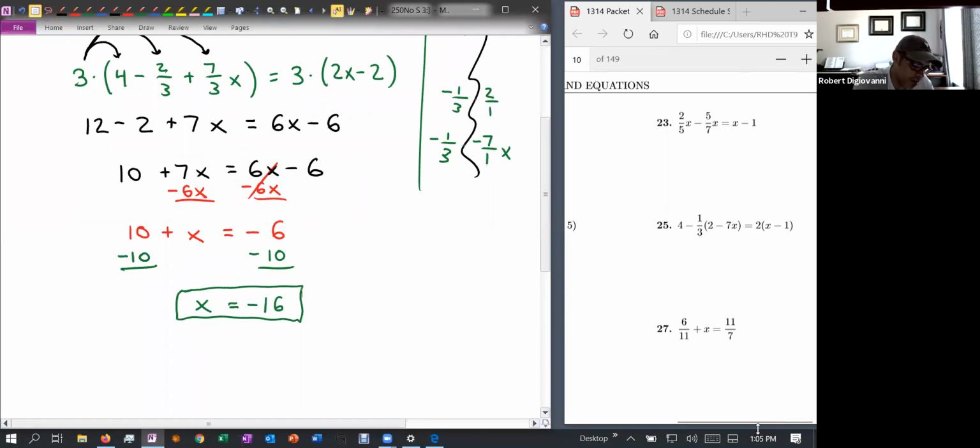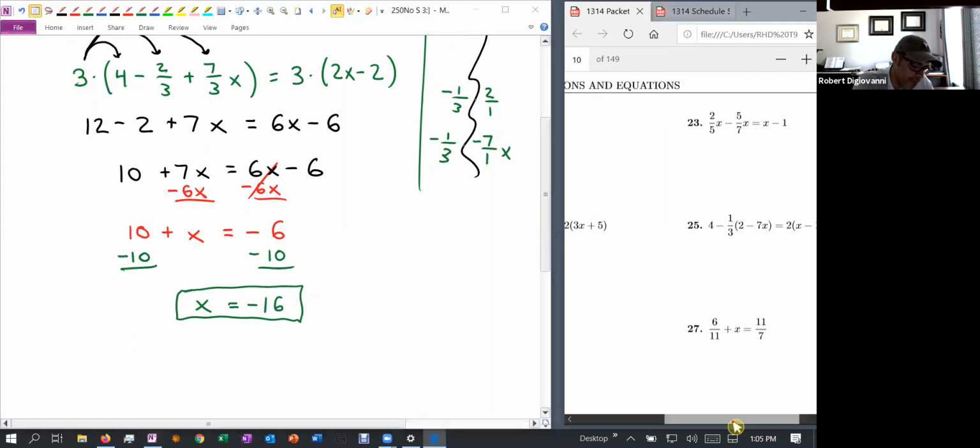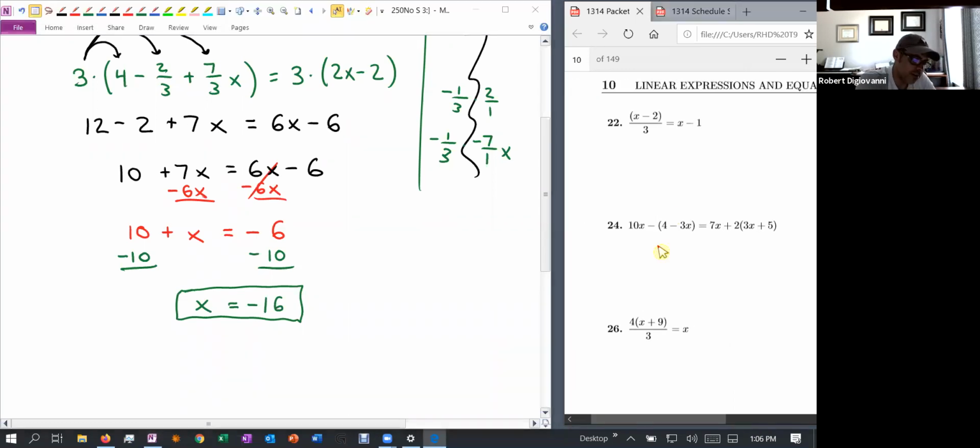So if you go back and look at number 24 now, the reason why 24 is not as hard is because all you have to do on 24 is distribute this negative through the parentheses. So you're distributing a negative 1 through. Then on the right side, distribute a 2 through the parentheses. And after that, it's just collect like terms, isolate x, coefficient of 1. I'm not saying that's nothing. I'm just saying that you don't have that other step of clearing fractions.